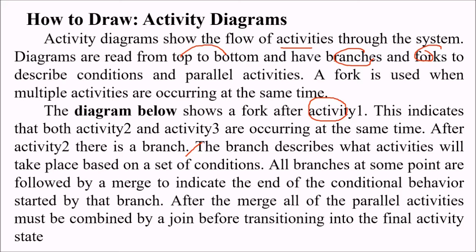After the activity, there is a branch. The branch describes what activities will take place based on a set of conditions. And all branches at some point are followed by a merge to indicate the end of conditional behavior started by that branch. After the merge or all of the parallel activities, these must be combined into a join before transitioning into a final activity state.